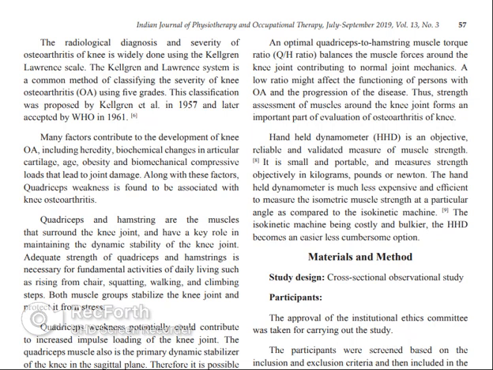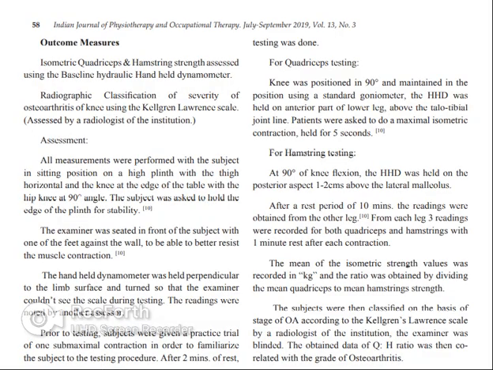Handheld dynamometer is an objective, reliable, and validated measure of muscle strength. It is small and portable and measures strength objectively in kilograms, pounds, or newton. The handheld dynamometer is much less expensive and efficient to measure the isometric muscle strength at a particular angle as compared to the isokinetic machine. The isokinetic machine being costly and bulkier, the HHD becomes an easier, less cumbersome option.